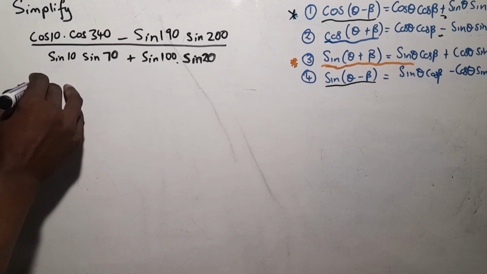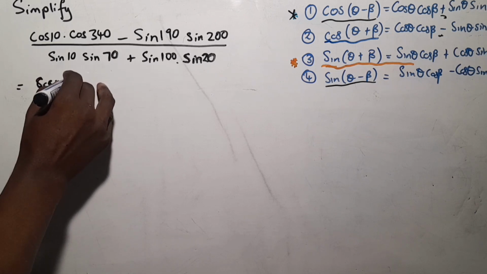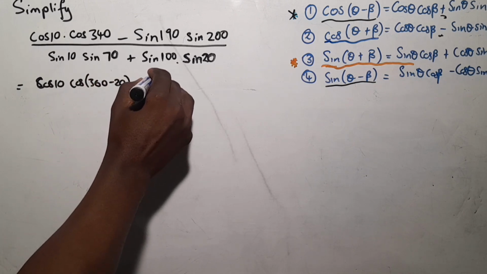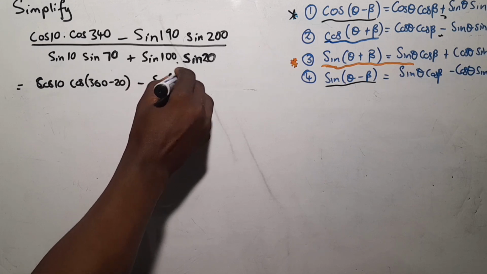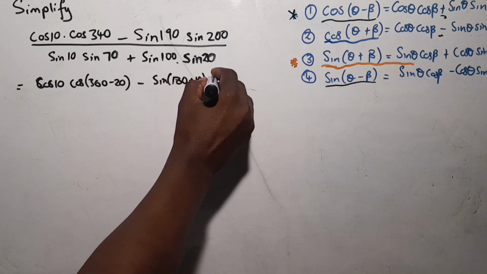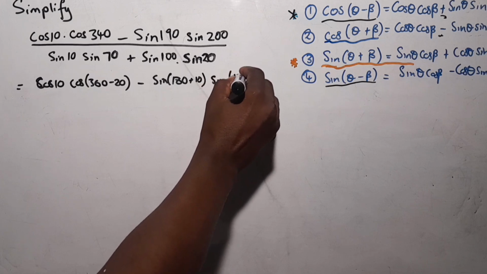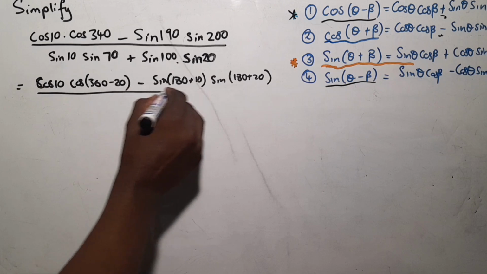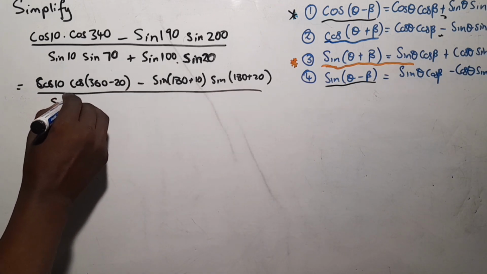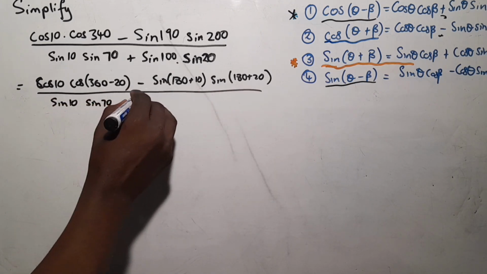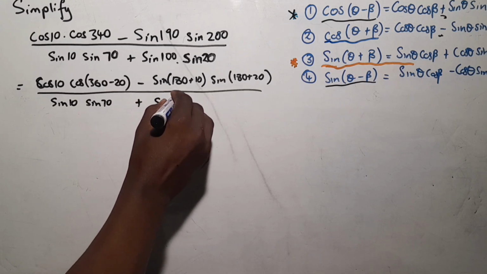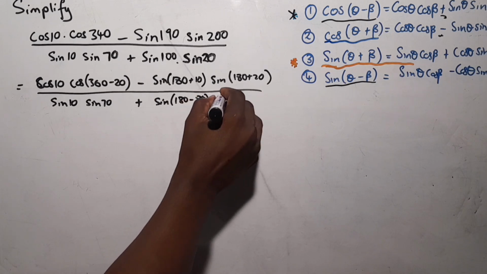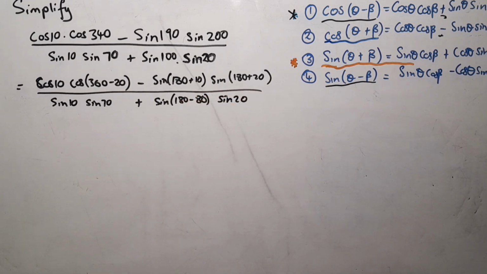So this is equivalent to cos of 10 and cos of 360 minus 20 minus sine of 180 plus 10 and also sine 180 plus 20, right? They're all in the second quadrant. And then all over sine of 10, sine of 70 plus sine 100, 180 minus 80, like that, right? And then sine of 20.